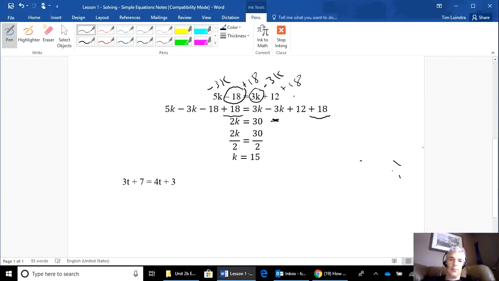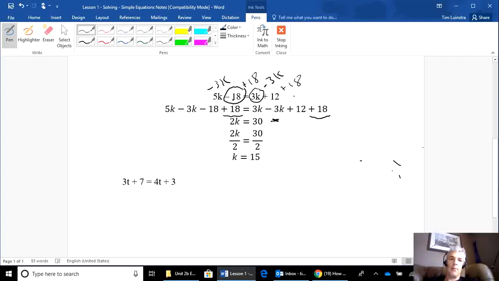Well, I have a problem in that I have a number in front of this k, and I need to do something to get rid of it. If you think about it, it's 2 times k. Well, the opposite of 2 times k is to divide by 2. So that's what I'm going to do. I'm going to divide by 2.